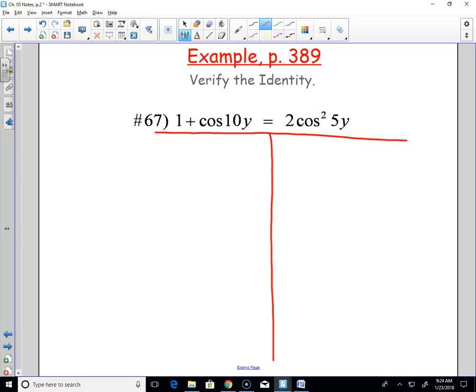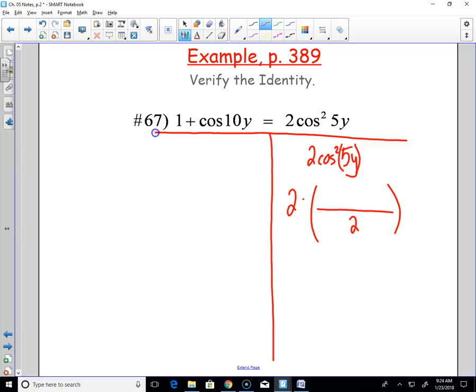Power reducing says, give me a squared and I'll give you a single. So what side do you think we should start with, guys? Right side, because the right side gives us a square. Look at your formulas. Look at the power reducing formula. It says, give me a squared. Now hold on, the 2 isn't a part of it, right? So just put the 2. He's just there, chilling. Now, cosine squared of 5y. The property says, give me a squared and I'll give you a single.